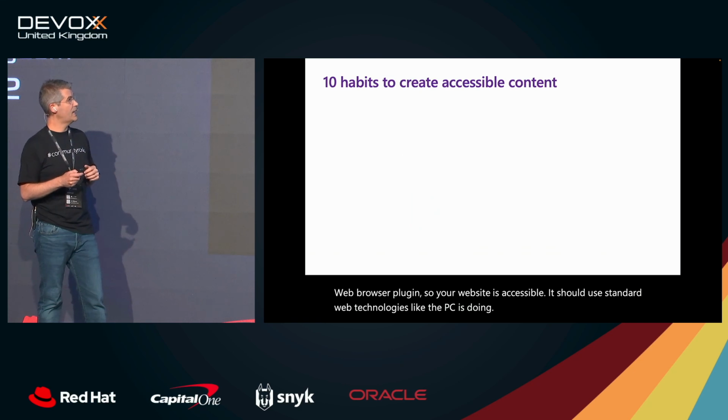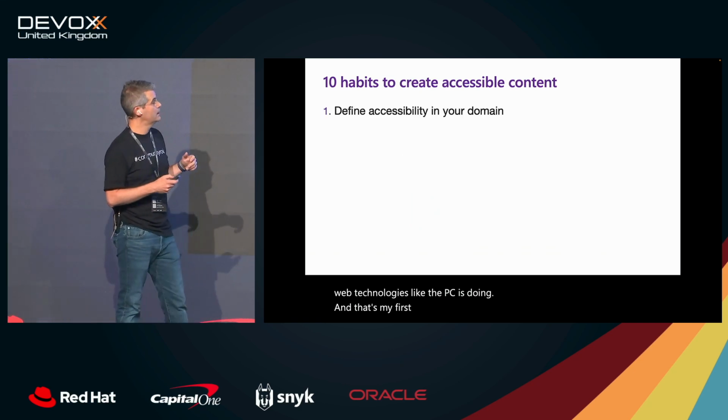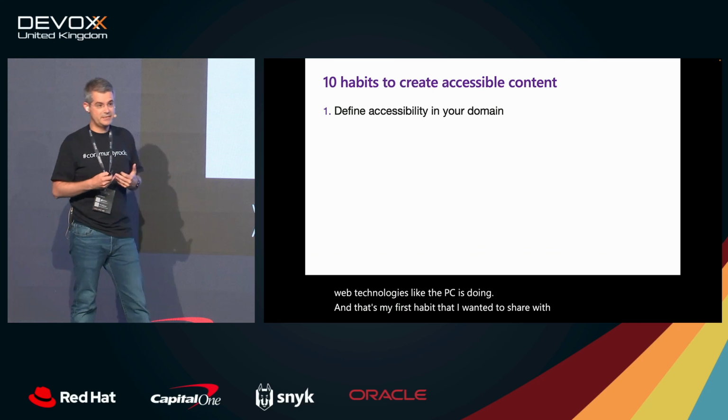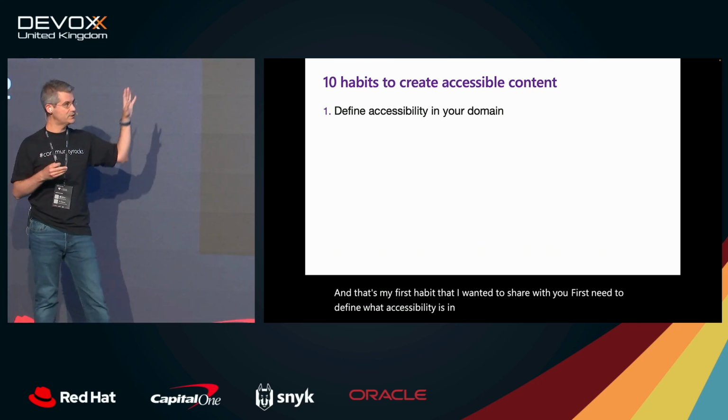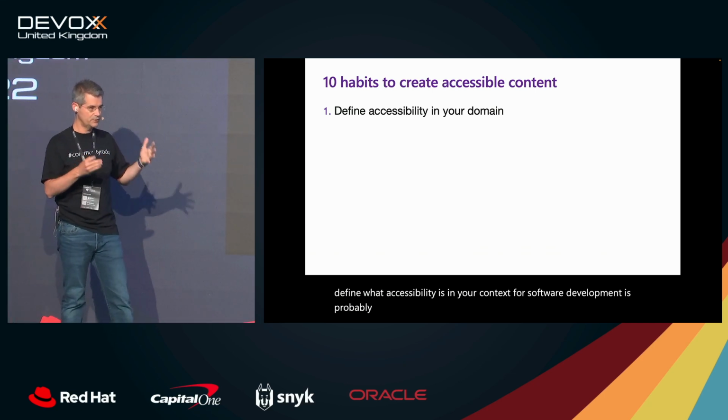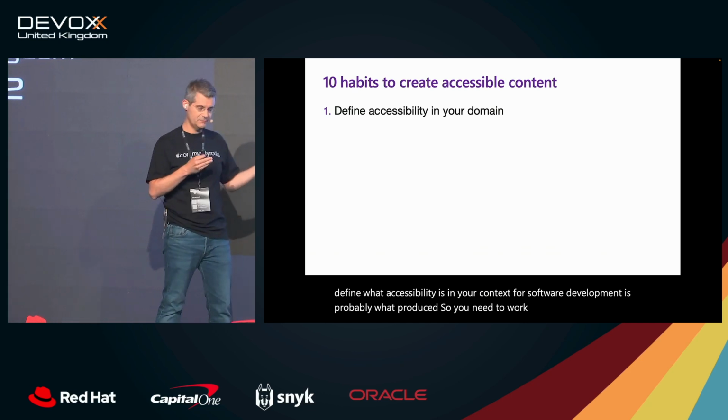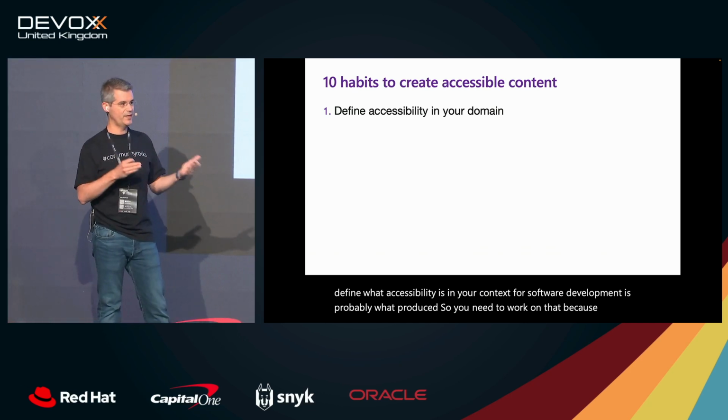And that's my first habit that I wanted to share with you. You first need to define what accessibility is in your context. For software development, it's probably what we just saw, but you need to work on that, because accessibility is different from one domain to the other.